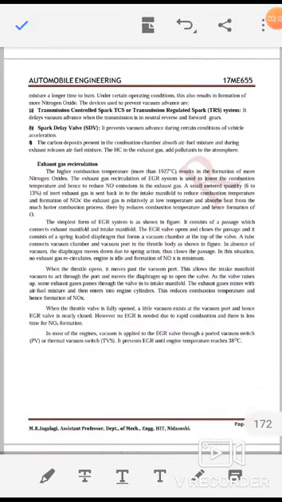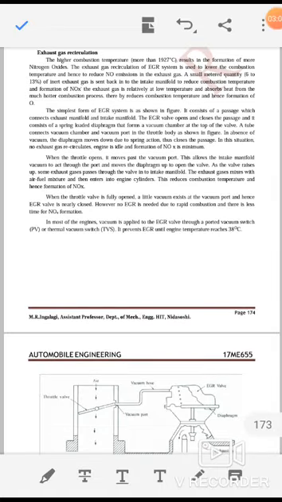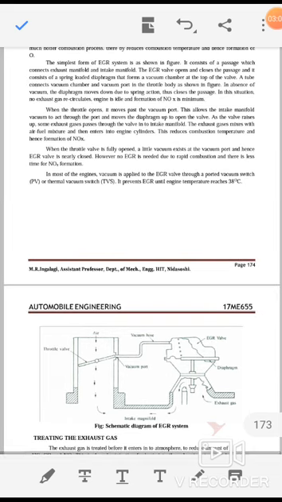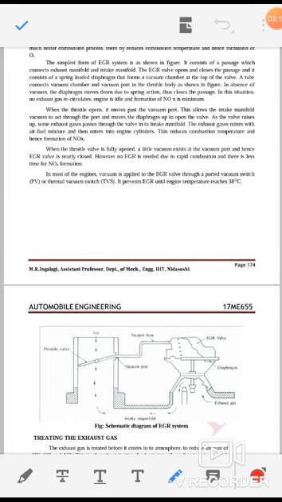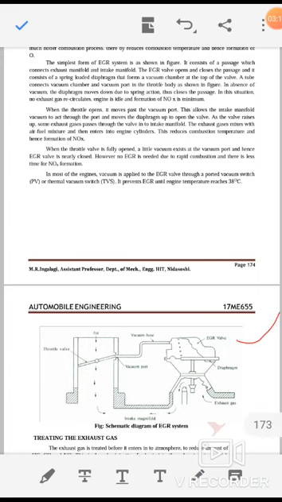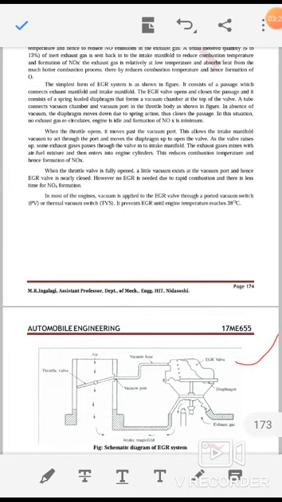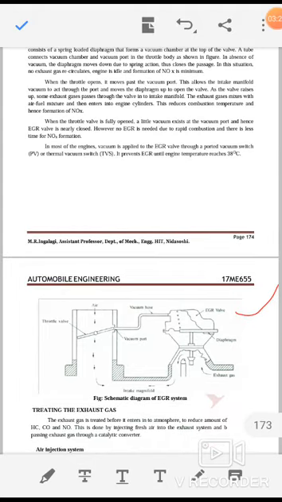Now the next method is one more device for the exhaust gas cleaner, which is the EGR system. Here you have the schematic diagram of the EGR system. This one is the EGR system. So now I will discuss this EGR system. The simple form of the EGR system is shown in this figure.